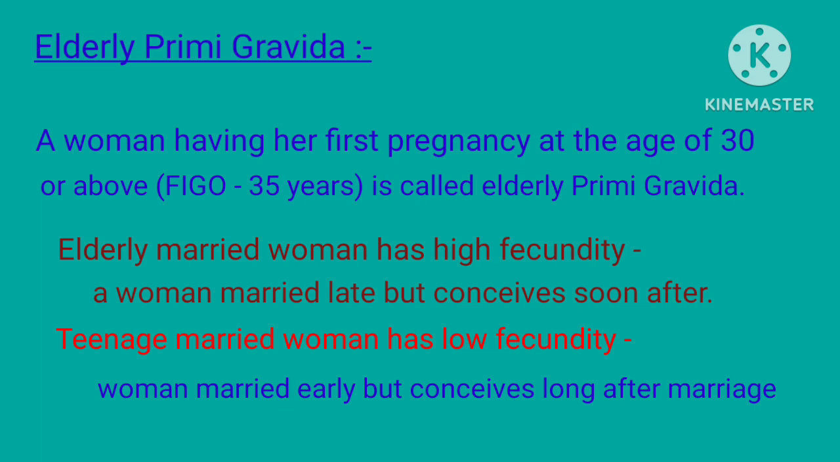An elderly married woman has high fecundity. High fecundity means high ability to produce offspring. A woman married late but conceived soon after. A teenage married woman has low fecundity, meaning a woman married early but conceived long after marriage. So in both conditions there are complications during pregnancy.